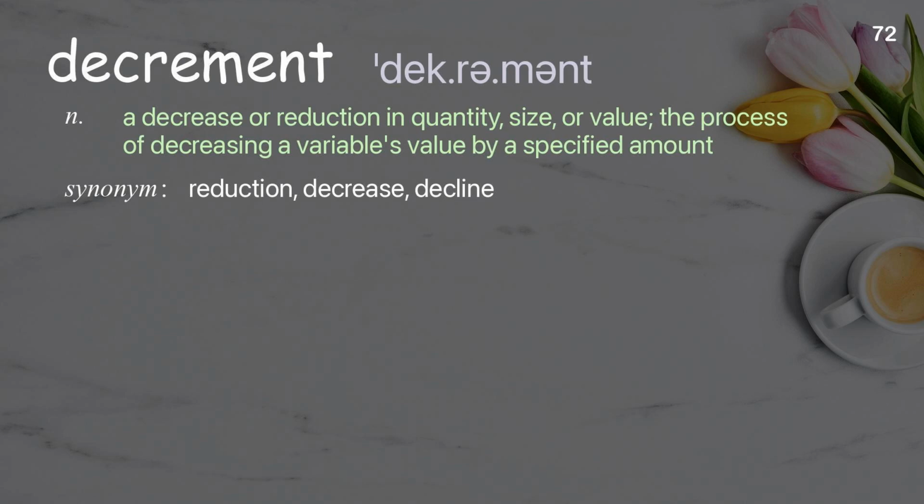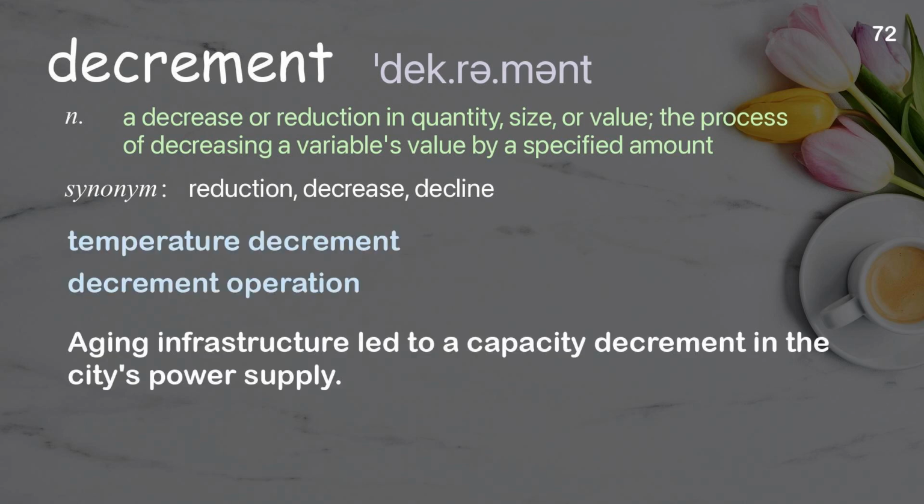Decrement. A decrease or reduction in quantity, size, or value. The process of decreasing a variable's value by a specified amount. Examples: temperature decrement, decrement operation. Aging infrastructure led to a capacity decrement in the city's power supply.